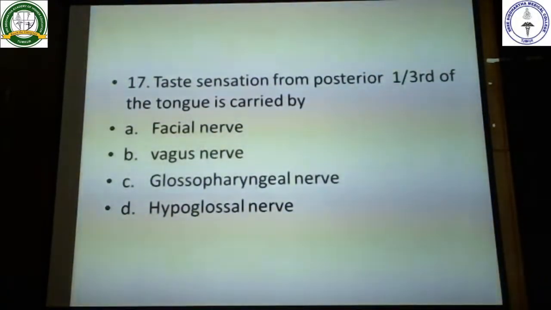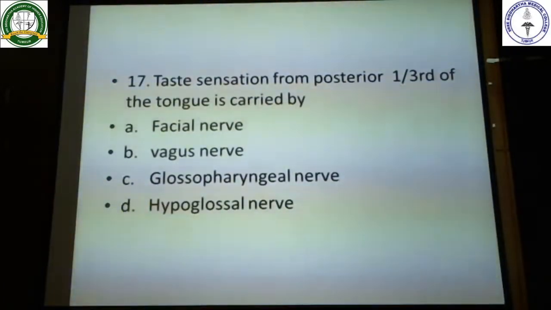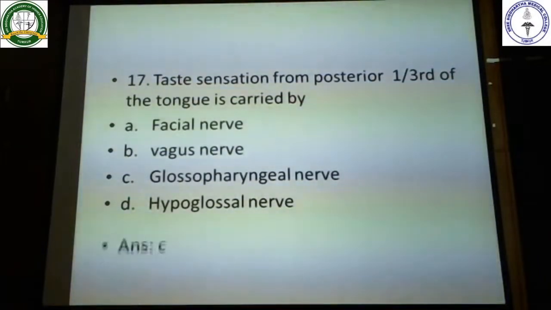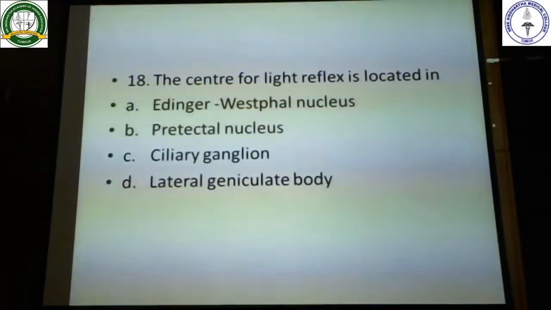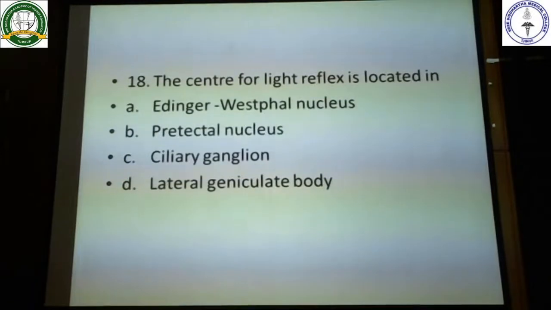Taste sensation of the posterior 1/3 of the tongue is carried by which nerve? Glossopharyngeal nerve. So anterior 2/3 is supplied by the facial nerve, and the posterior 1/3 is supplied by the glossopharyngeal nerve.